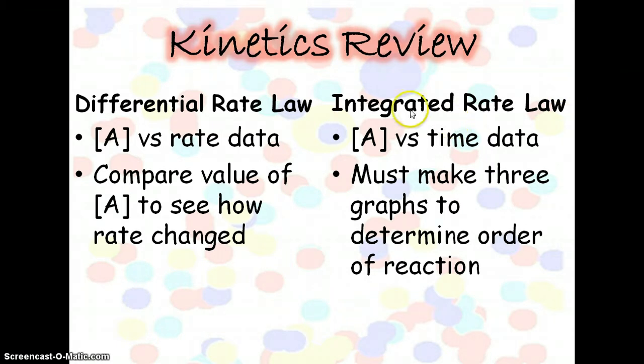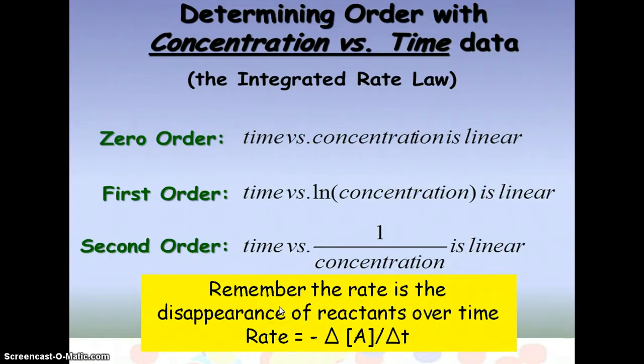Now we're going to be working with the integrated rate law. Integrated rate law gives us concentration versus time data, and we're going to need to make 3 graphs in order to determine the order of a reaction. As I said, we'll have to make 3 different graphs. The first graph is going to be a concentration versus time. The second one is a natural log of the concentration versus time. And the third one is the 1 over concentration versus time.